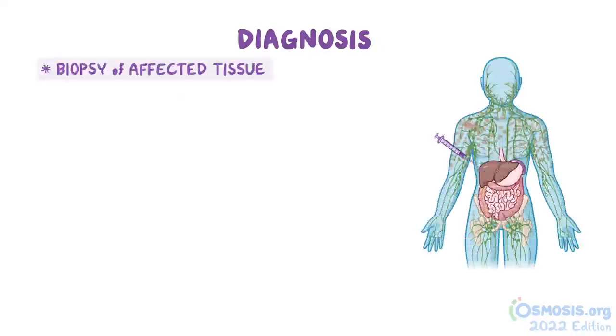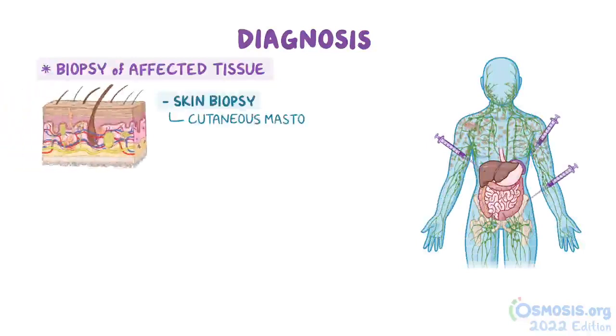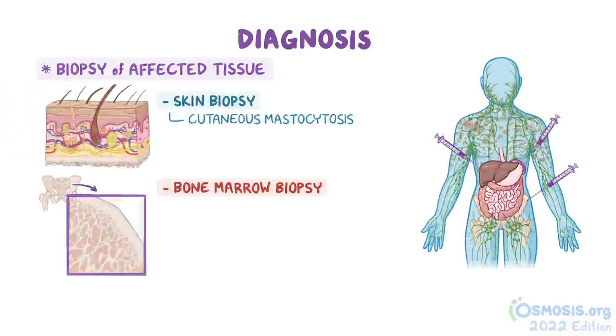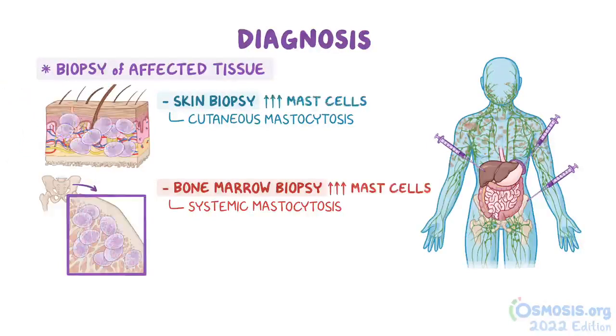A diagnosis of mastocytosis can be confirmed by a biopsy of the affected tissue. A skin biopsy for cutaneous mastocytosis or a bone marrow biopsy for systemic mastocytosis would reveal a high number of mast cells. With systemic mastocytosis, mast cells in the bone marrow may also have an abnormal appearance and commonly have the D816V KIT mutation.